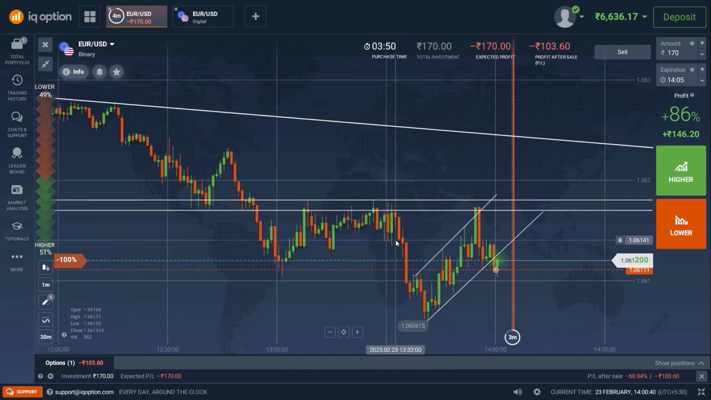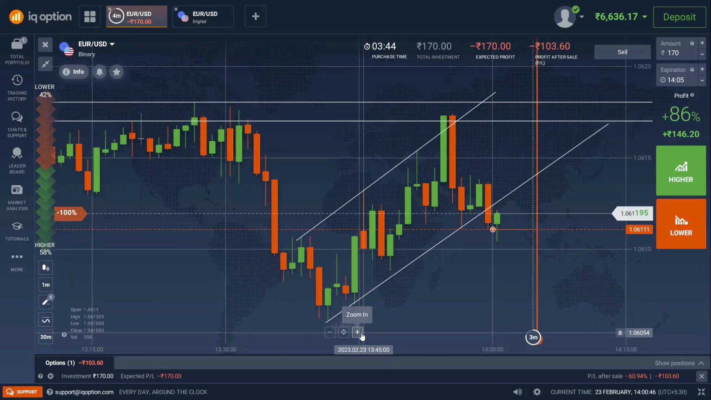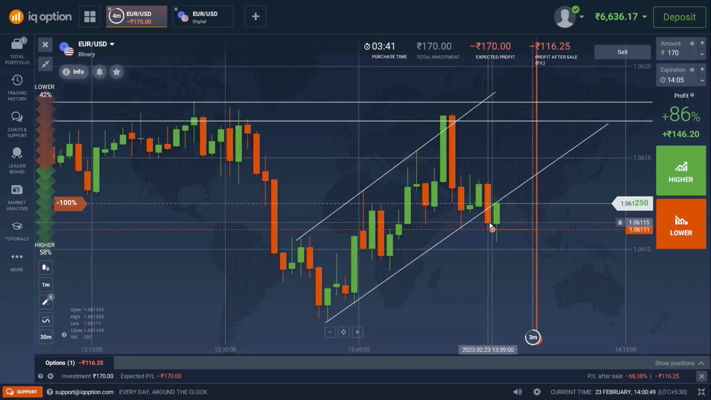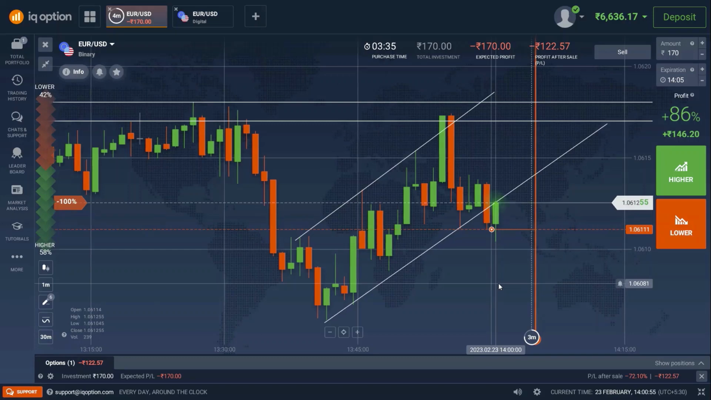The same thing happened here as well. The market fell down and was traveling through this channel. Once the channel was broken here, I took a down trade. So let's see if this is a confirmed breakout or a false breakout once the trade ends.